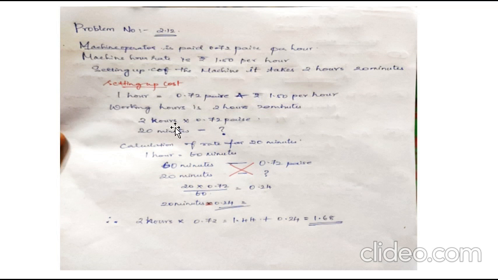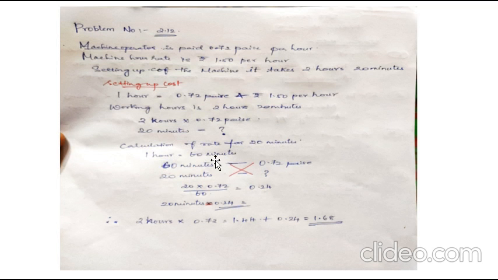For 2 hours you will multiply. For 60 minutes it will take 72 paise. That is, for 2 hours you can directly multiply 72 paise because the 72 paise is for 1 hour. Then for 2 hours you can find out. But for 20 minutes you need to know what the amount is. So how are you going to calculate? That is the calculation of rate for 20 minutes.